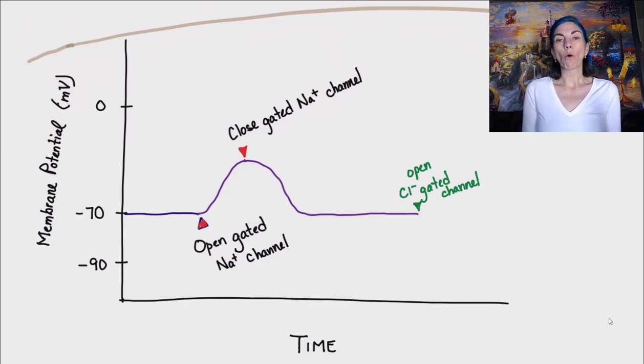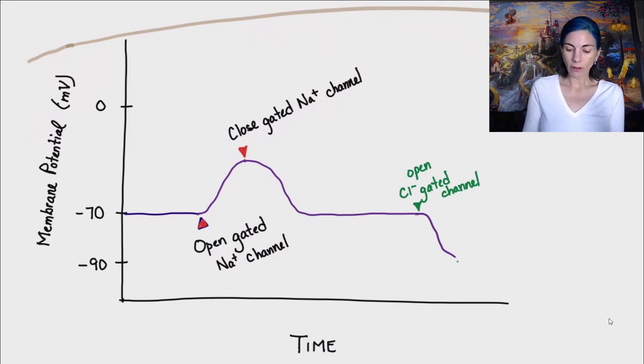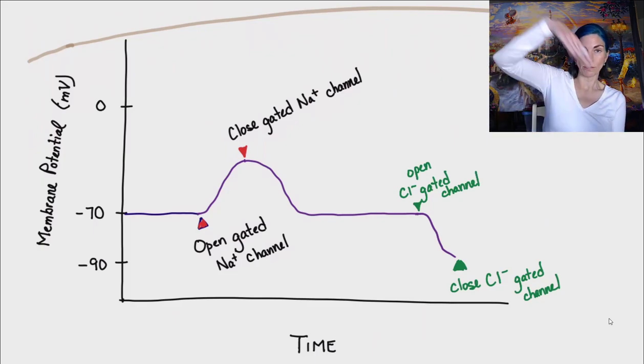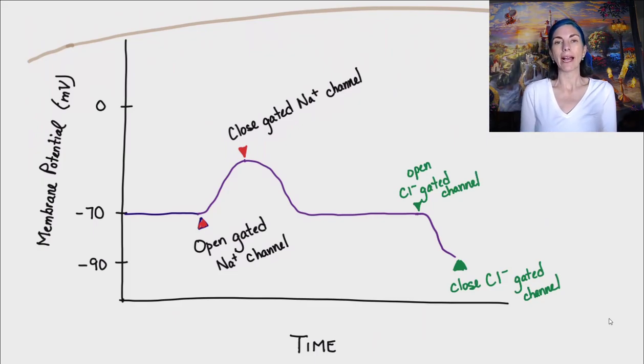And because more negative charge is coming into the cell, the membrane potential actually moves down into negative territory until I close that chloride gated channel. So once I close that chloride gated channel, what do you think is going to happen to the membrane potential? Is it going to stay super negative? Is it going to continue to dive, or is it going to start coming back up?